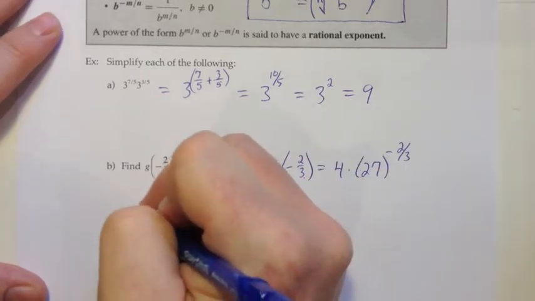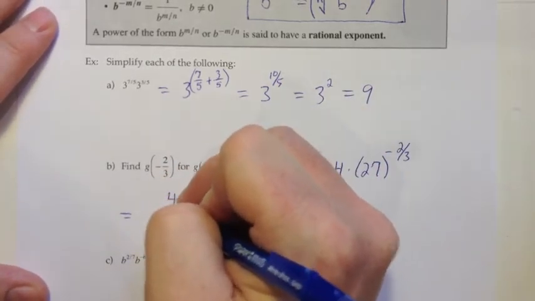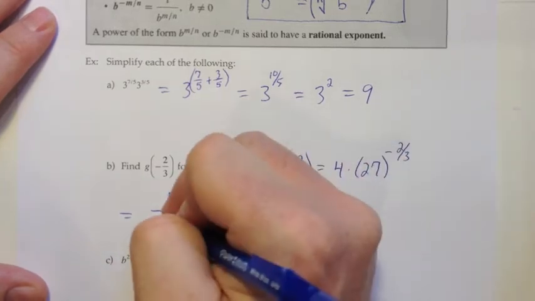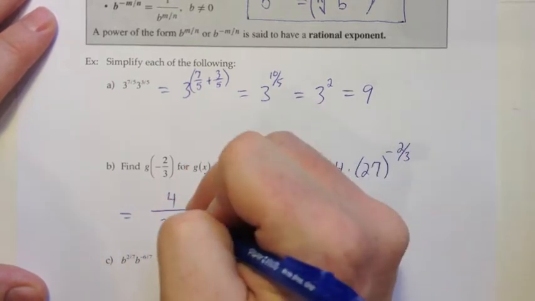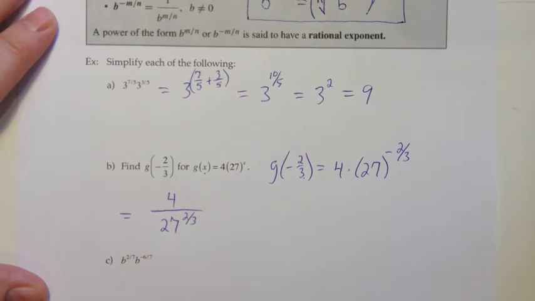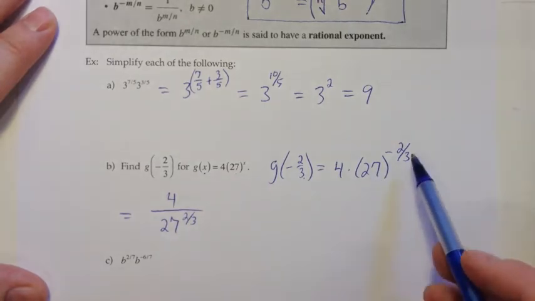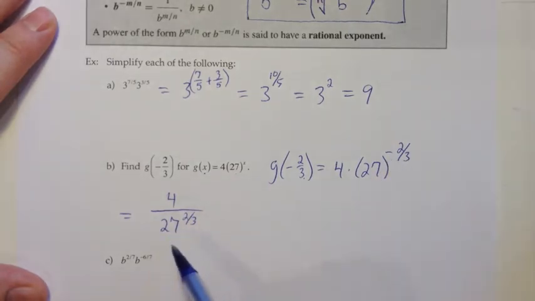So now I just want to simplify that. The first thing I would do is get rid of this negative exponent by moving the 27 to the 2/3 down to the denominator, and by pushing that down, the exponent changed from negative to positive.